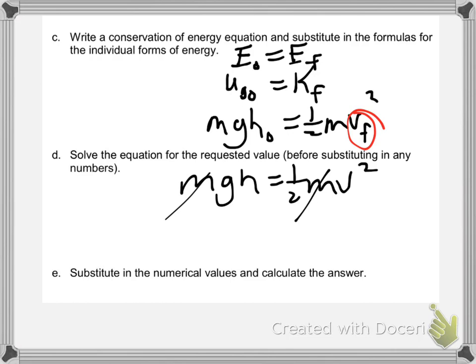So that means that v squared would be equal to 2gh. Where did I get the 2 from? Well, that's coming from the fraction here, where I just multiplied the 2 to the other side. So there's my algebra, right?